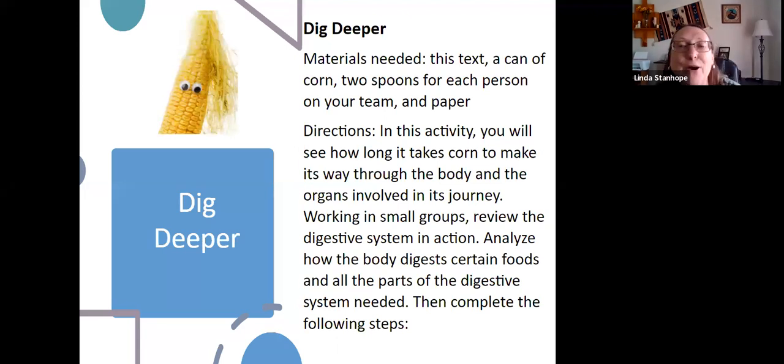Mm-hmm. Dig deeper. Okay. So sometimes we just want to have fun with our kids. And we like to do labs, and there's no reason you can't do some really simple labs.